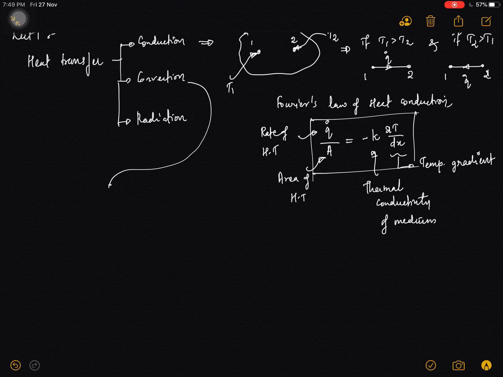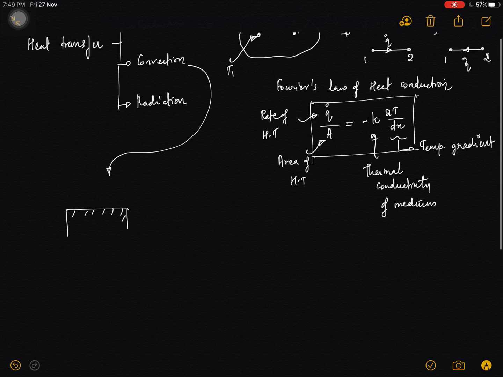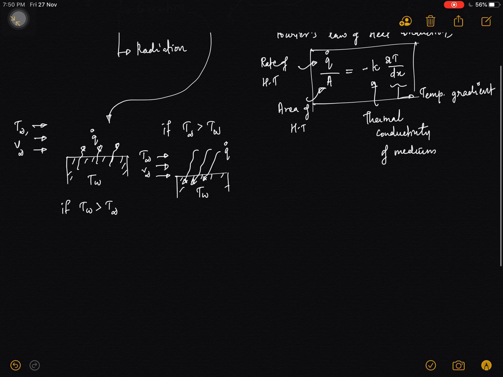So then let's deal with convection. In convection, consider a body or a wall which is having a temperature Tw, and suppose a fluid is flowing over the body at a temperature T infinity with a velocity of V infinity. If Tw is greater than T infinity, heat transfer will occur in this direction. And if T infinity is greater than Tw, the direction of heat transfer will be reversed, that is, heat will transfer from the fluid to the wall or the body.